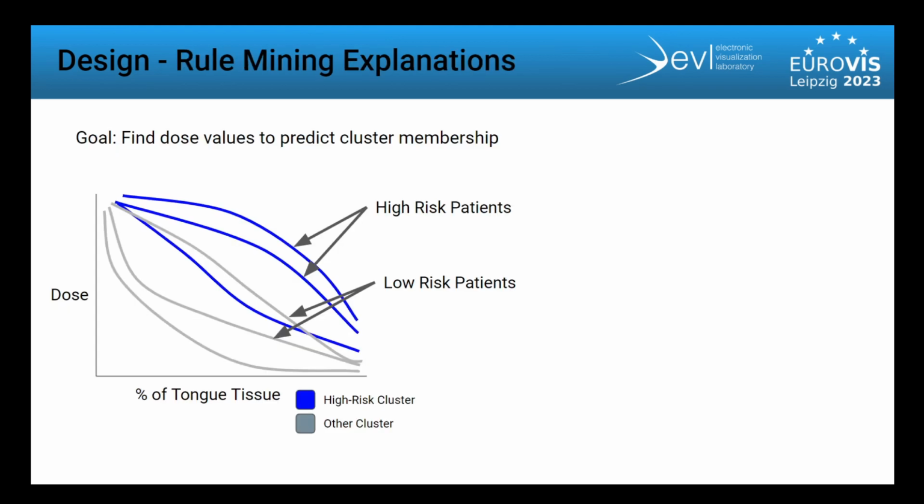To help explain our clusters, our interface uses a novel way of translating each cluster into a set of dose thresholds, which oncologists typically use as soft constraints in their treatment planning to minimize side effects. As an example, we can look at the dose volume histograms for all patients in a specific organ in the cohort, where each line represents a patient.